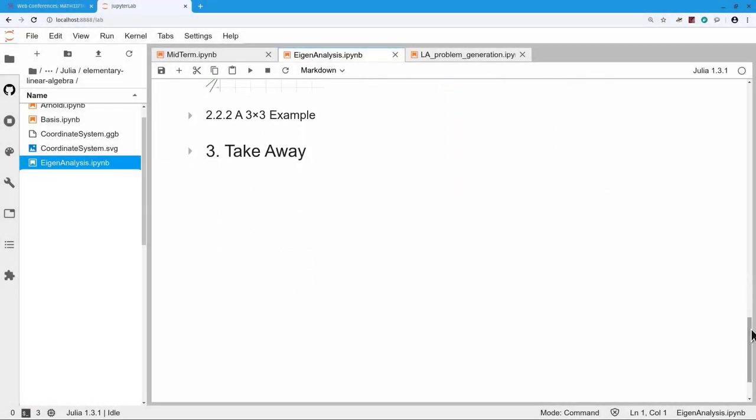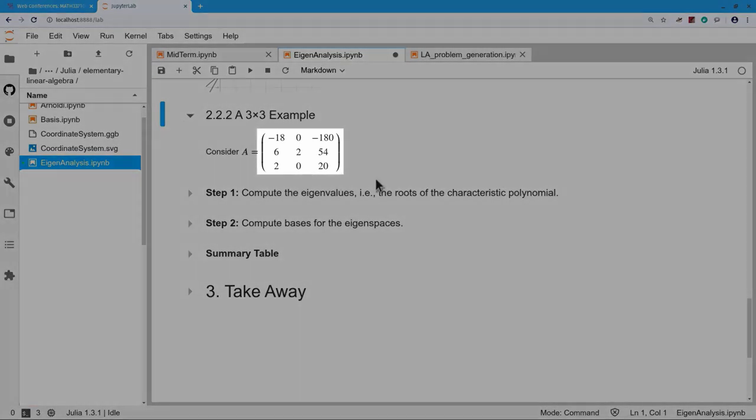Well, let's try a slightly bigger example, a 3 by 3 example. Here's my matrix. And again, the numbers seem a little bit forbidding, but they really aren't. The example is set up so as to give easy computations. The first step, as always, is to compute the eigenvalues. That is, we have to find the characteristic polynomial and find the roots of that polynomial.